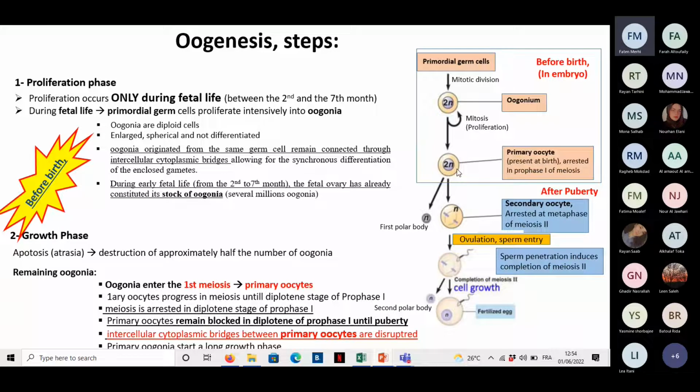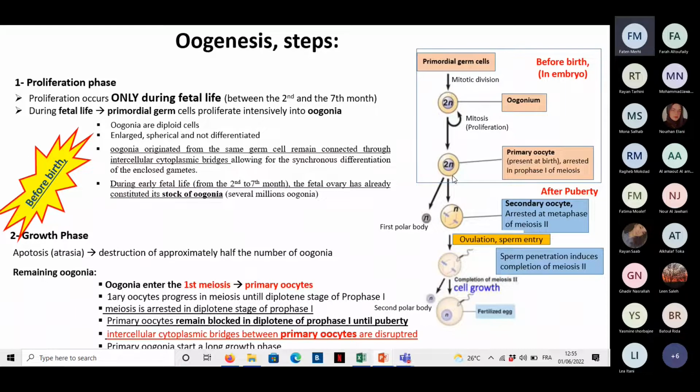So here we can see that when a female is born, she will be born with a pool of primary oocytes arrested in meiosis. She will not have a pool of stem cells of oogonia, because those oogonia are transformed into primary oocytes. And at each menstrual cycle, a few of those primary oocytes will resume their meiosis.